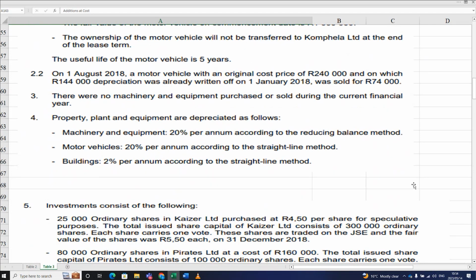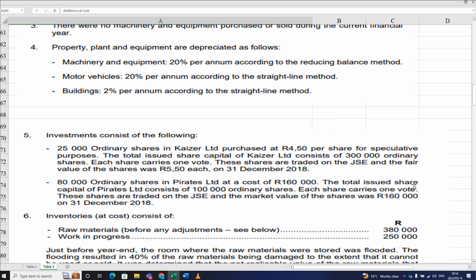On 1 January 2018, a motor vehicle with an original cost price of 240,000 and on which 144,000 was already written off as depreciation on 1 January 2018 was sold for 74,000. There were no machinery and equipment purchased or sold in the current financial year. Property, plant, and equipment are depreciated as follows. Machinery and equipment 20% per annum according to the reducing balance method. Motor vehicles 20% per annum according to the straight line method. And buildings 2% per annum according to the straight line method.